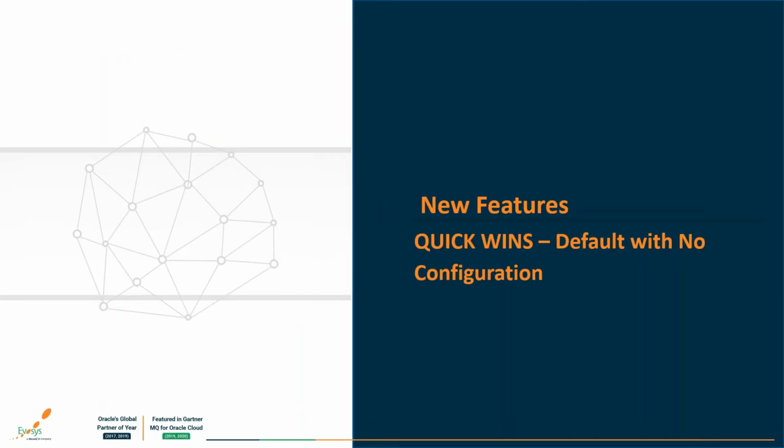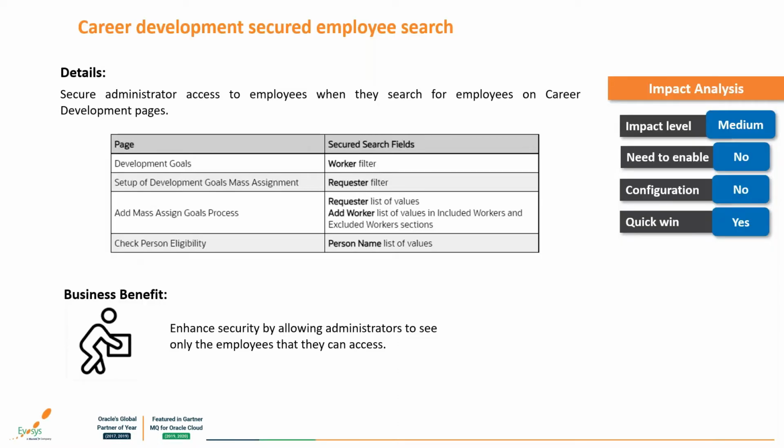So first we'll cover the quick wins which don't require any configuration. The first feature is Career Development Secured Employee Search. In the previous releases, administrators could search for any employee in the organization on the career development pages. The worker list of values on the administrator career development page was secured by the predefined security profile before. But from this release, administrators can search for any employee that they have access to.